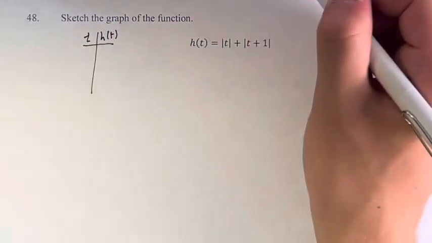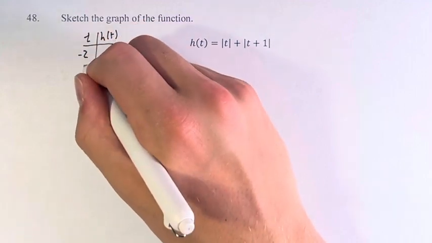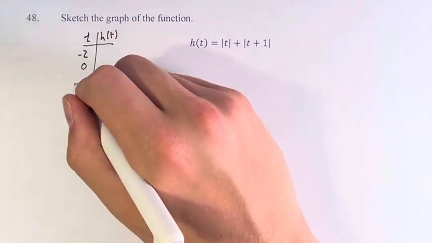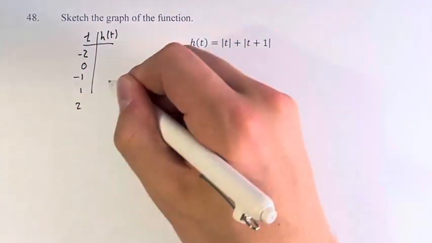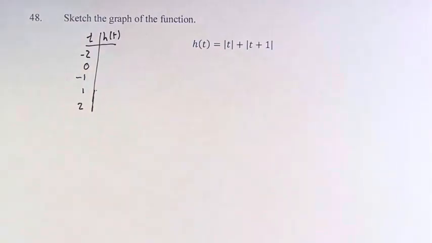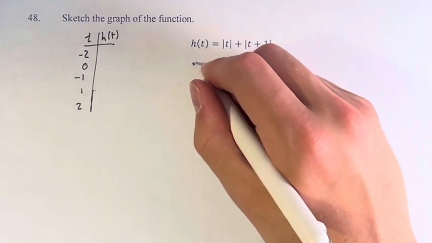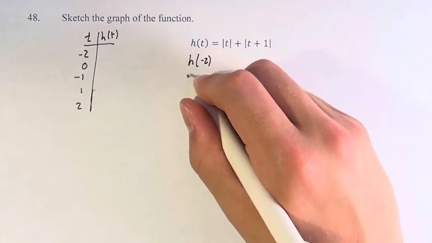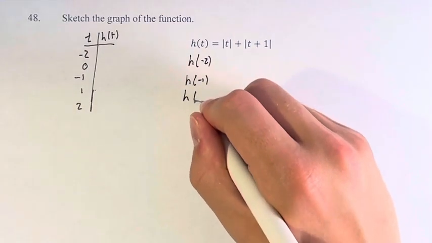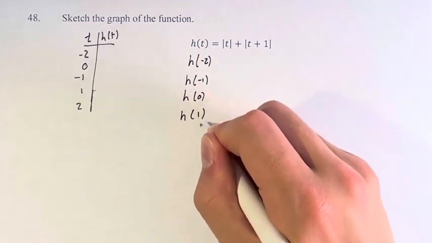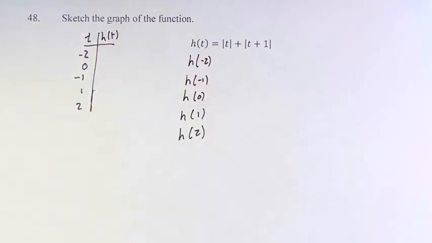So I think some good values will be -2, -1, 0, 1, and 2. I wrote them out of order, but that's okay. Now we just have to find h of -2, h of -1, h of 0, h of 1, and h of 2. That should be enough information to get our general graph.